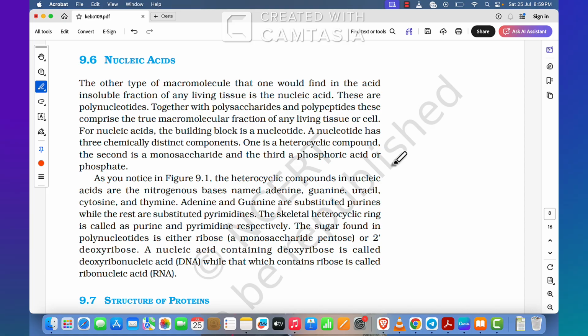Nucleic acid. The other type of macromolecule that we would find in the acid-insoluble fraction of any living tissue is the nucleic acid. These are polynucleotides. Together with polysaccharides and polypeptides, these comprise the true macromolecular fraction of any living tissue or cell. For nucleic acid, the building block is a nucleotide. A nucleotide has three chemically distinct components. One is a heterocyclic compound, the second is a monosaccharide, and the third is a phosphoric acid or phosphate.